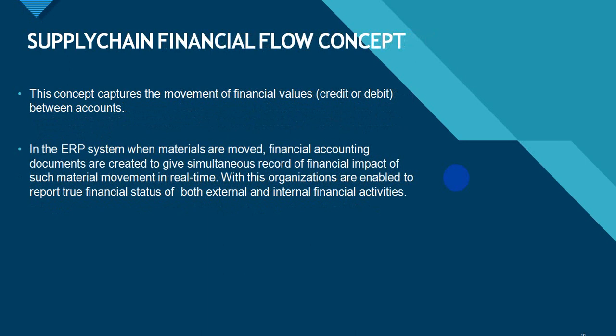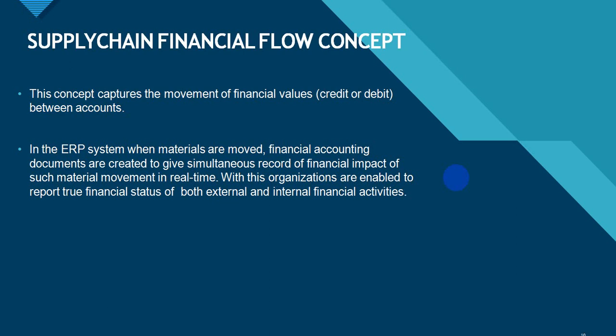Now we look at the supply chain financial flow concept. This concept captures the movement of financial values, credit or debit, between accounts. All right. So when you are withdrawing from your inventory, for instance, there are debits. When you are adding, there are credits and there are debits. All right. So this happens as you have your material flow, information flow. There is also the financial impact. All right. So that's the financial flow.